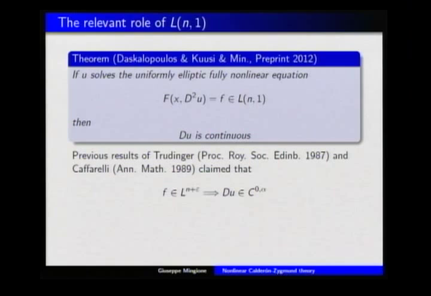This is the borderline of results of Trudinger and Caffarelli that were telling you that if f belongs to L^n plus something, then Du is in C^{0,alpha}. That's the Sobolev space theory. I think that you can find a full account of this result in your book, right, Javier? This is, I think, chapter 5 or 6, I guess, in your book. And of course, L^n plus something is strictly contained in L^{n,1}.